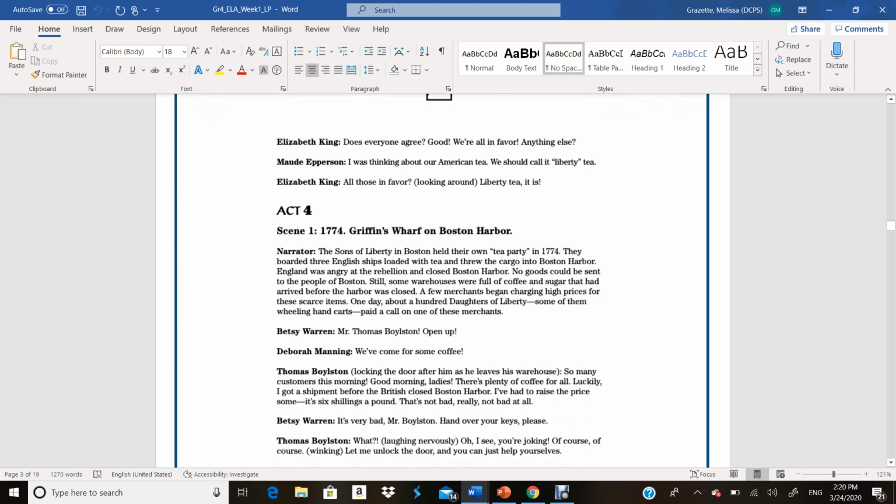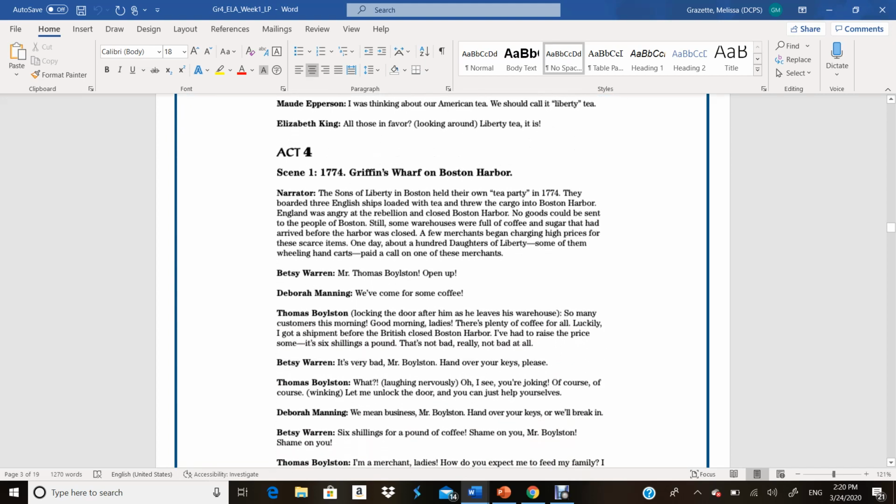Act 4, Scene 1, 1774, Griffin's Wharf on Boston Harbor.